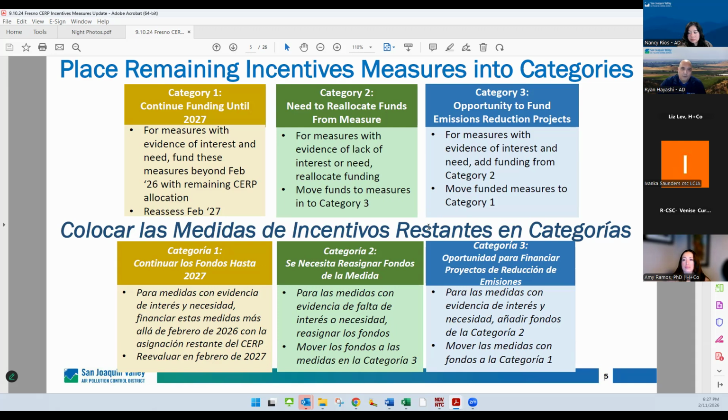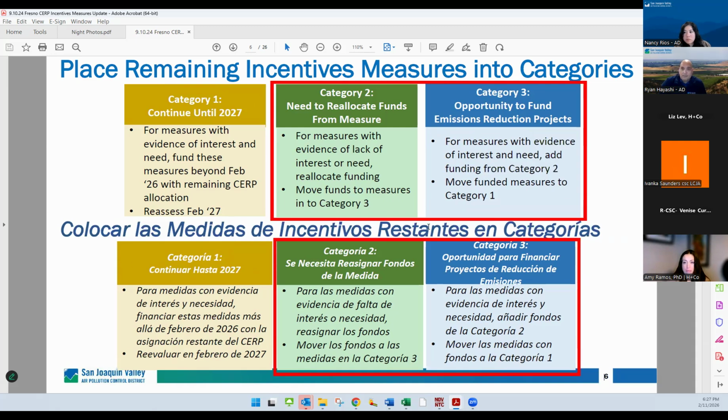And for a whole host of reasons, we're not seeing the interest in these measures, and so we're looking to bring possible opportunities to shift funding. And then category 3 is the last one. It's for measures with evidence of interest and need, looking to move funding to categories 2 and 1. So that's reiterating the points that I made.